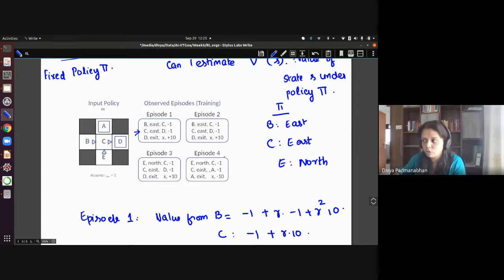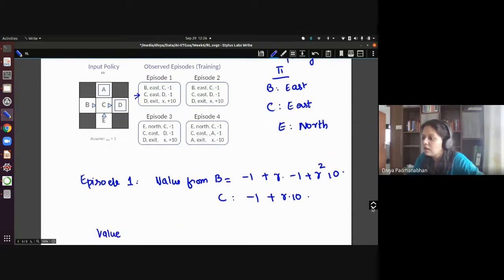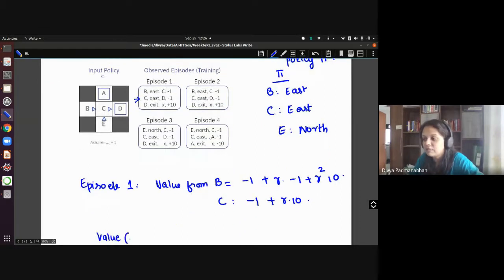In episode 4, I started from E, then I took north as the policy told me, and I went to C. But at C, I took an east, however I landed up in A because of the randomness in the system, the probability of which I didn't know. So this data is given to me, and I can get an estimate for the value of B from all these four episodes.